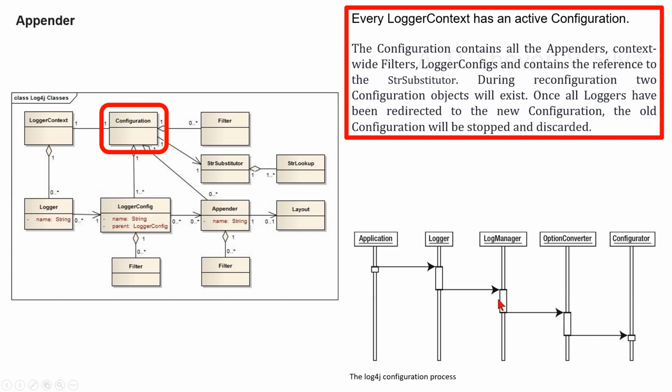LogManager detects the configuration file specified via command line system properties. It then calls the OptionConverter helper class to parse the information contained in the file. The OptionConverter class instantiates an appropriate configurator class and calls the doConfigure method to complete the configuration process.